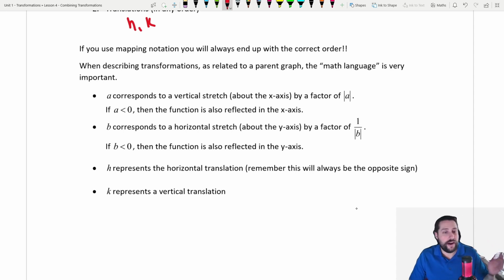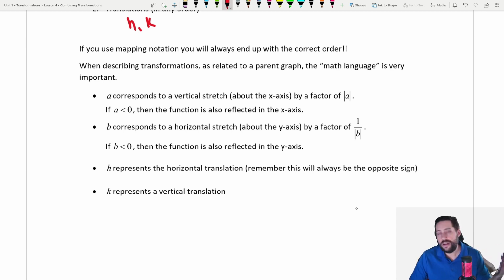And then finally, the last one, K, represents a vertical translation. So A and K, you do whatever it says. B, you'll do the reciprocal of it. And H, you'll do the opposite of what it tells you to do. A and K, do whatever it tells you to do. So if it stretches or you have to compress it, or for K, if you move it up or move it down, do whatever it tells you to do.